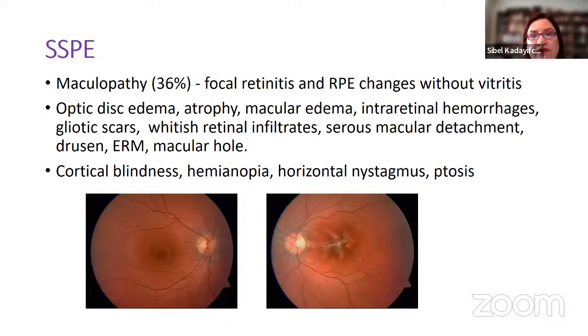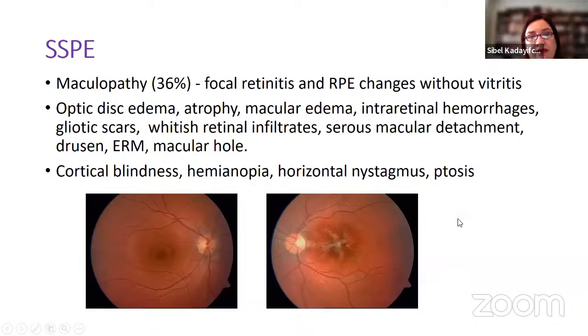Maculopathy in the form of focal retinitis and RPE changes without vitritis is the typical finding. This is the first case I saw in 1998, a 5-year-old boy, who went and didn't come back.